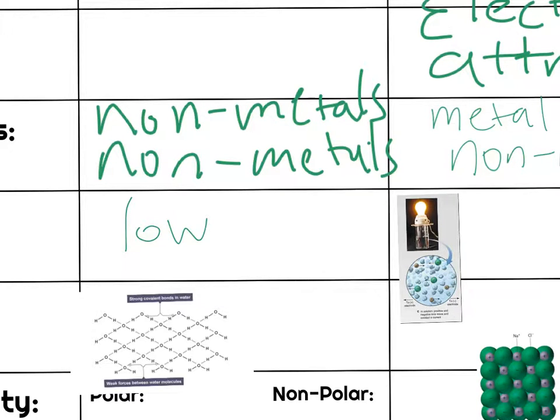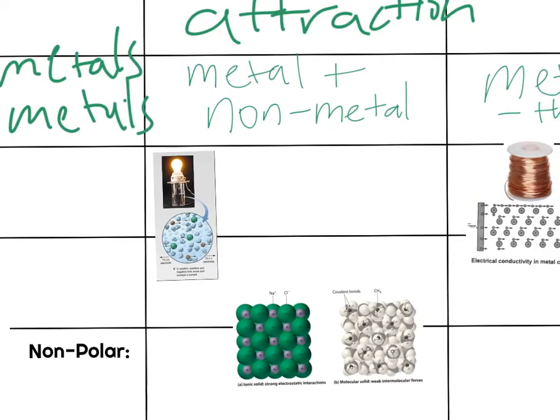Okay, so we're speaking relatively here, so compared to the other two types, obviously. Next, we're going to look at ionic compounds' conductivity.